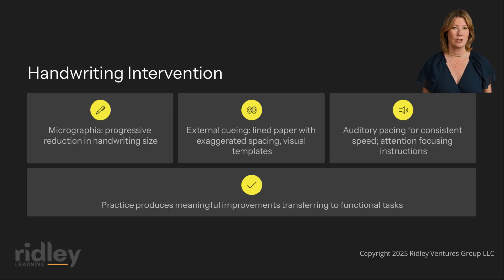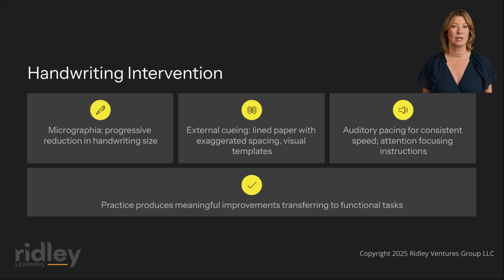Beyond the mechanical challenge of producing legible text, handwriting difficulties can affect identity, communication, and participation in activities requiring written signatures or notes. Occupational therapy provides interventions specifically targeting handwriting through techniques that address the underlying amplitude scaling deficit. External cueing approaches for handwriting provide explicit targets for letter size using lined paper with exaggerated spacing or visual templates that indicate target letter dimensions.